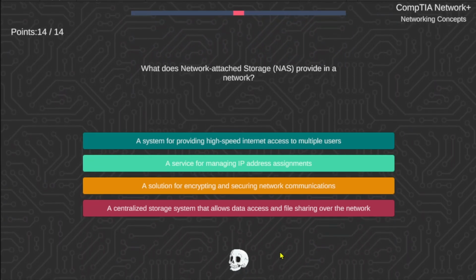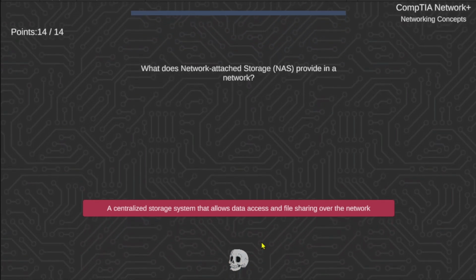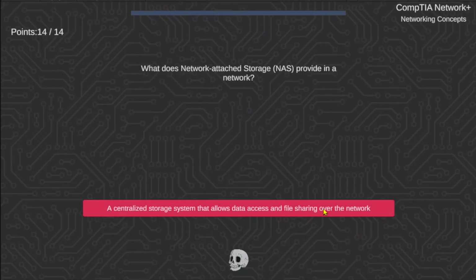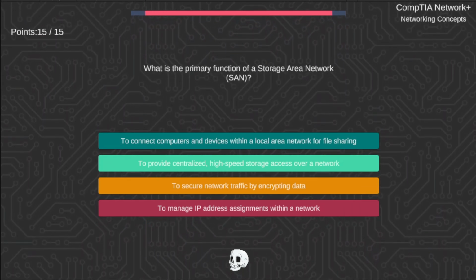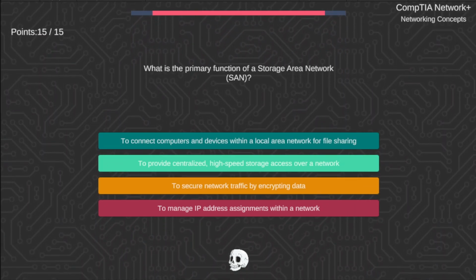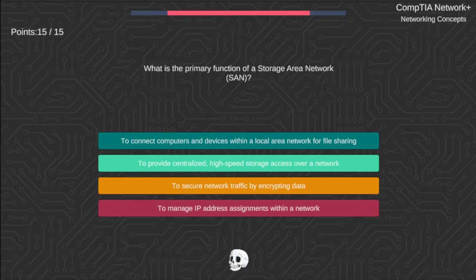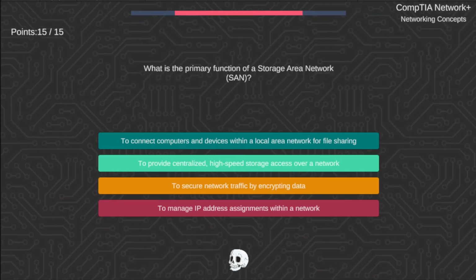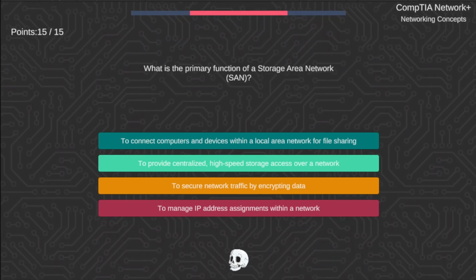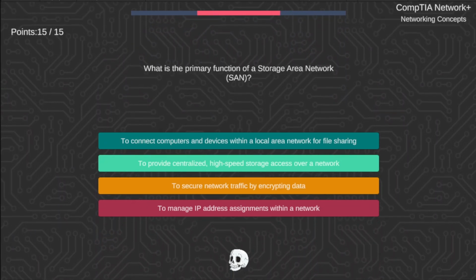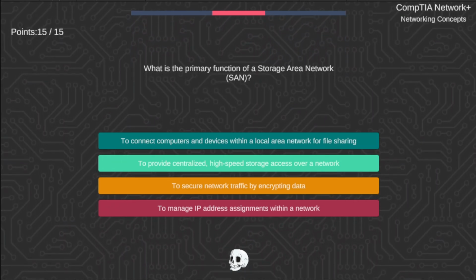Correct answer should be an easy one, is a centralized storage system that allows data access and file sharing over the network. What is the primary function of a storage area network, SAN? To connect computers and devices with a local area network for file sharing, to provide centralized high-speed storage access over a network, to secure network traffic by encrypting data, or to manage IP address assignments within a network. The primary function of a storage area network.